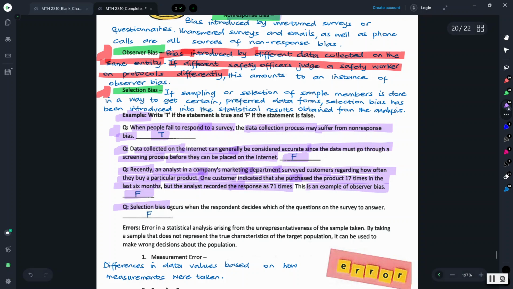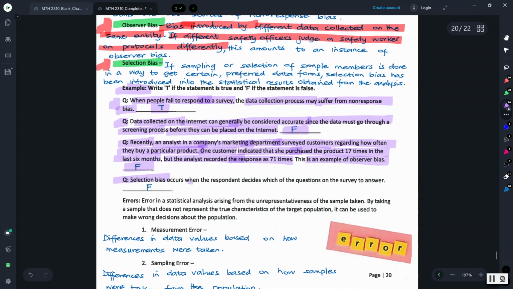The last question, selection bias occurs when the respondent decides which of the questions on the survey to answer. Well, that will be an instance of non-response bias, not selection bias. So this is a false statement.